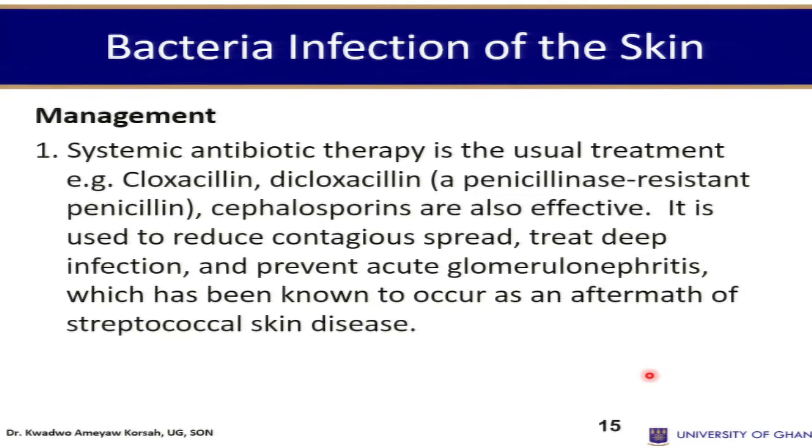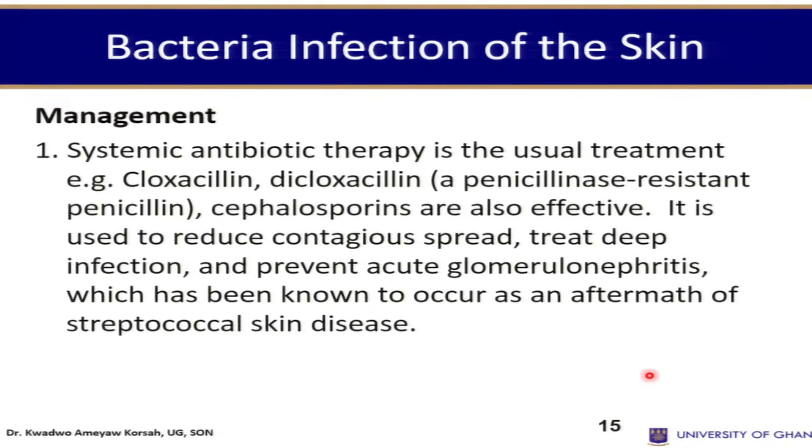Management, systemic antibiotics, very important. For instance, we have dicloxacillin, and then in some severe cases we have cephalosporins, which are also very effective, and it's used to reduce contagious spread, treat deep infections, and then prevent acute glomerulonephritis. That's very, very important that you have to know.